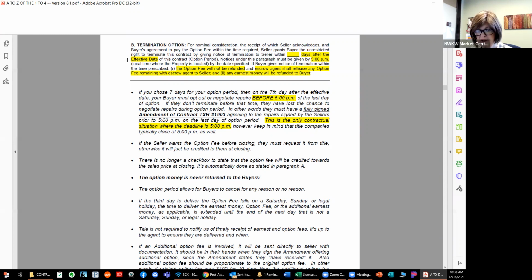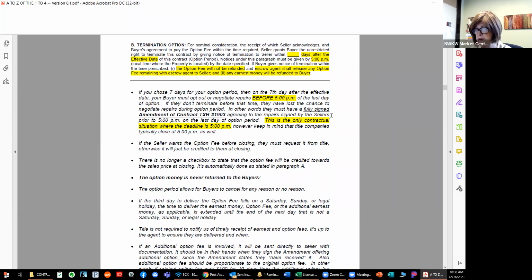You've got nothing until you get something back from them agreeing to those repairs or that money they're going to set aside for doing repairs or improvements. You've got to have something back before that 5 o'clock deadline, because if you don't get it back from them, then guess what? Your client just bought it as is and has no more recourse to negotiate. So they must have a fully signed amendment of contract.